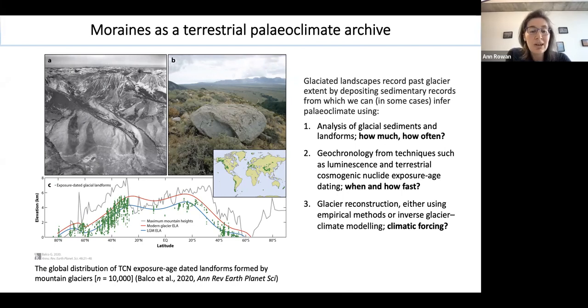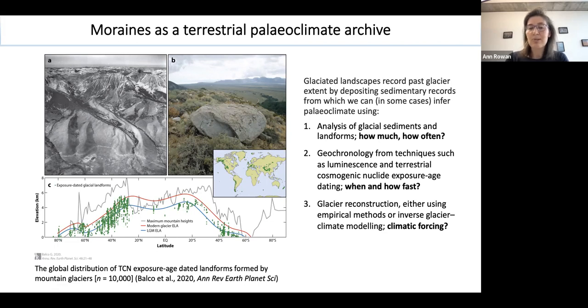And the figure here shows a compilation of cosmogenic nuclide exposure age dated moraines from mountain glaciers. This is from a paper by Greg Balco, and these data are collected in his ICE-D database. You can see that the geographical distribution of moraine ages spans a really wide range of latitudes and also elevations. So this is really useful, and the map in the inset shows this, a really useful potential proxy of paleoclimate in places where we currently have fairly poor information.